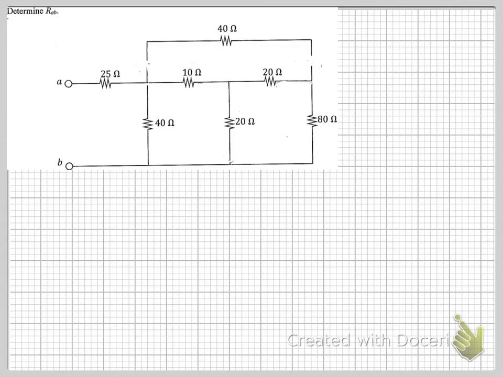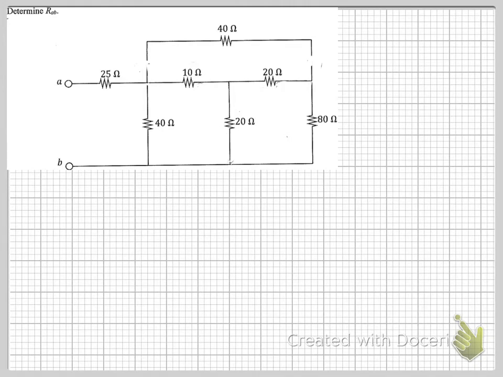So this is the next question. Determine RAB. You are given this T network, this very boring Y network that has to be transformed into a delta network, because you have this going on here, right? And because of that, you can't really find anything parallel, because you've got this point and this point as one node, and nothing's really happening. So you have no choice but to transform it.